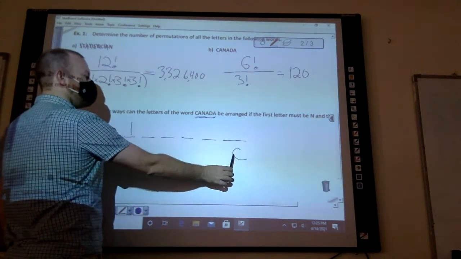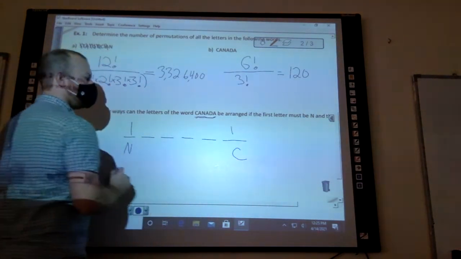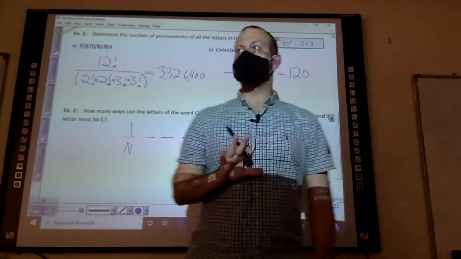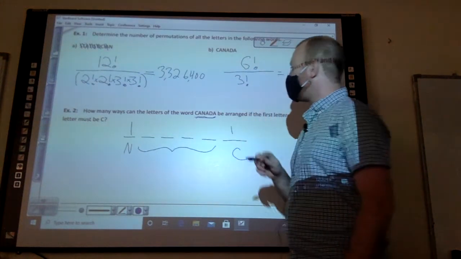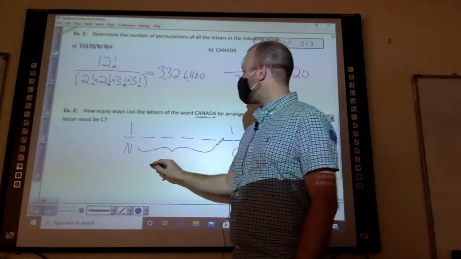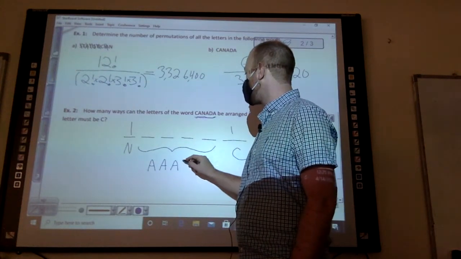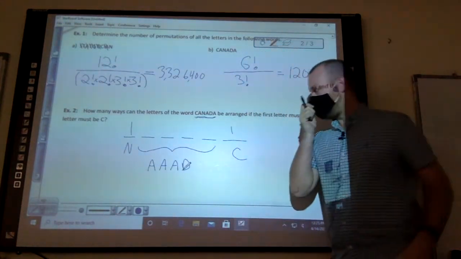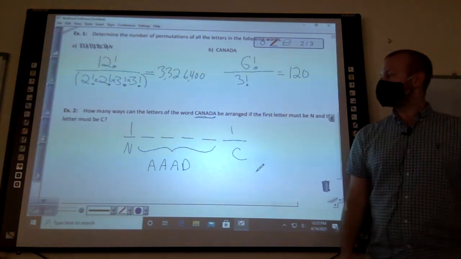Well, let's take a look. How many options for C do I have? I've got 1. So those ones are the restrictions. The rest, there's no restrictions. So for these 4 in the middle, I've got the option of A and D. This looks very familiar from what we just did at the top of the page.